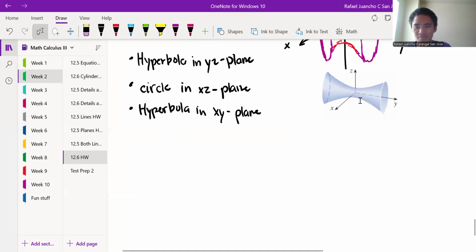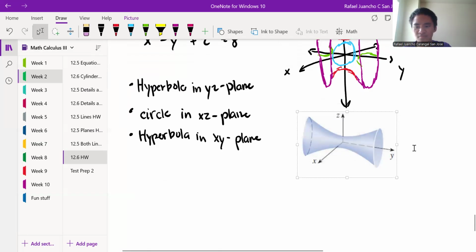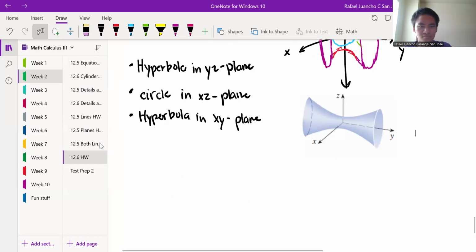Okay. That's it. Let me look at Desmos just to be sure. X squared minus Y squared. Whoa. Okay. Plus Z squared equals 8. Okay, it doesn't show me anything. X squared minus Y squared plus Z squared is 8.